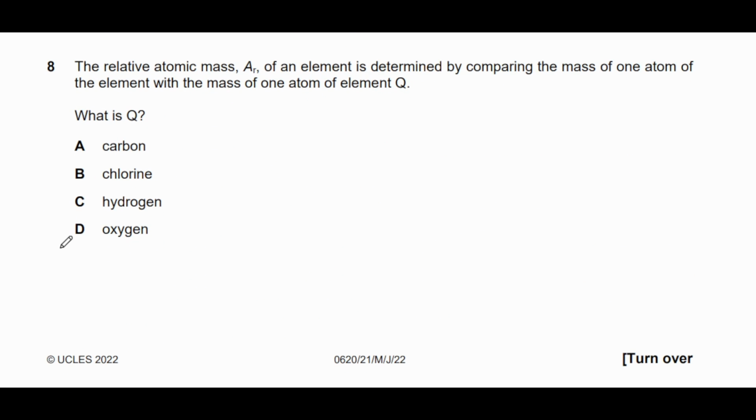Question 8. The relative atomic mass AR of an element is determined by comparing the mass of one atom of the element with the mass of one atom of element Q. Okay, so what is Q? Okay, so this is based on determining AR. So the relative atomic mass is based on 1/12 of the mass of a carbon atom, right? So Q has to be carbon.